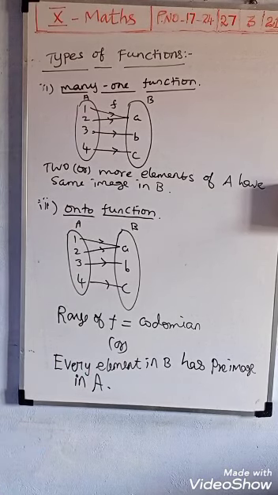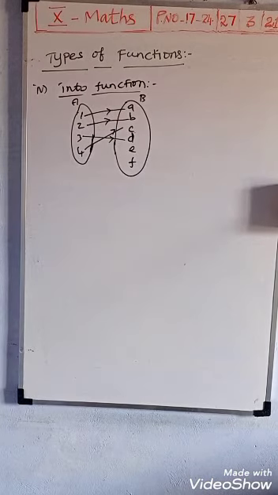Okay. So one-one and many-one we compare from the domain set, but onto function means we compare with the codomain set. Okay, from the codomain elements we want to compare. Next, into function. Next you see into function. What is an into function? Look at the diagram.